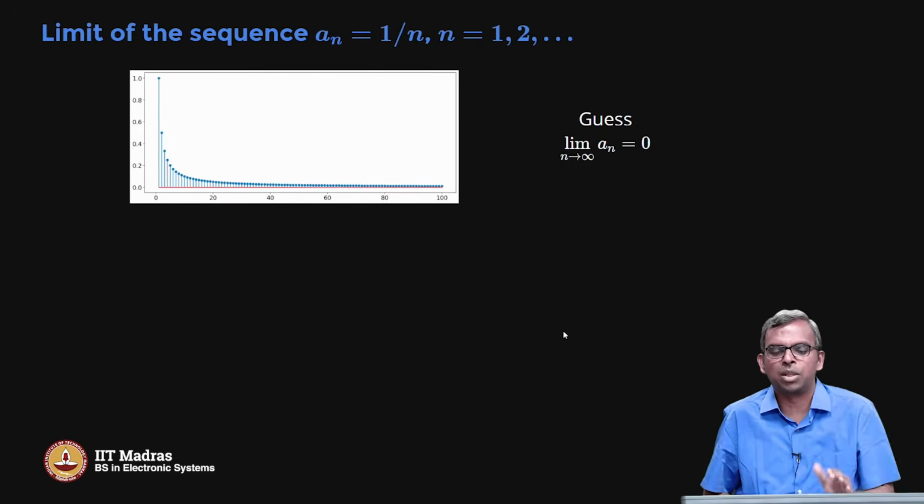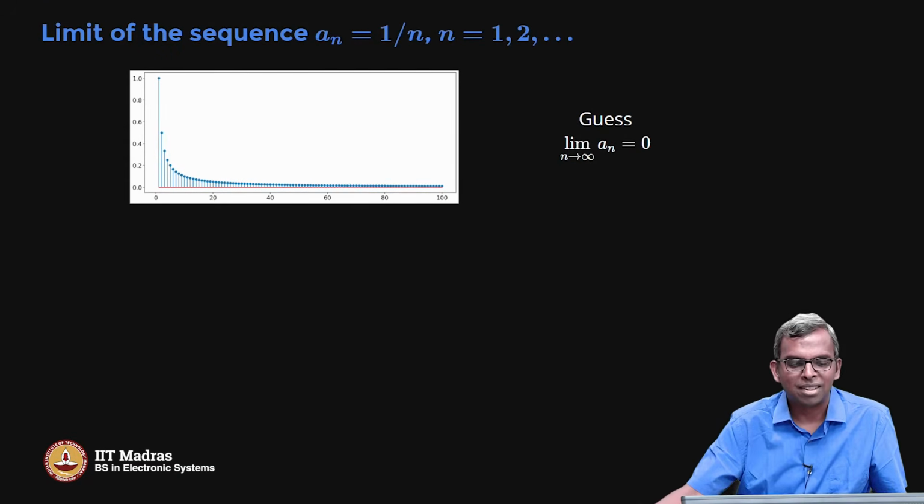Here is the first sequence for which we are going to show limits: the sequence an equals 1 by n, n equals 1, 2, 3, and so on. For this sequence, we are going to show the limit. The first thing you start with when you have to do limits is the stem plot. You do the plot and look at what's happening. So, here is the an equals 1 by n plot. I have plotted it up to 100.